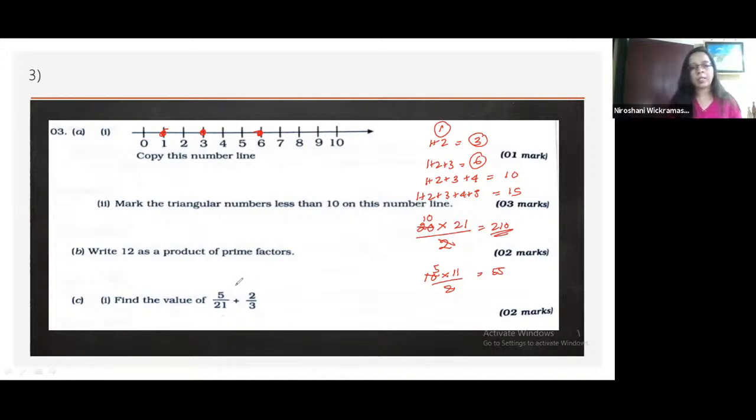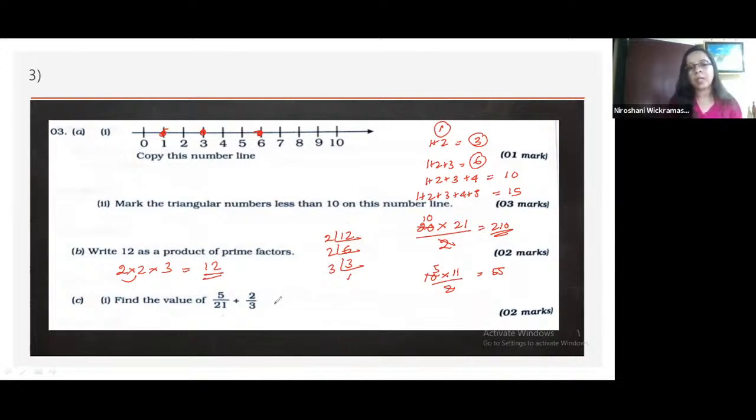Write 12 as a product of prime factors. So how can we write prime numbers? It means numbers which are divisible by 1 and only itself. Just divide 12 and see. That is 6. Again divide by 2, 3. Again divide by 3, 1. So we can write 12 as a product of prime numbers, 2 into 2 into 3. Look, 2 times 2, 4 times 3, 12.